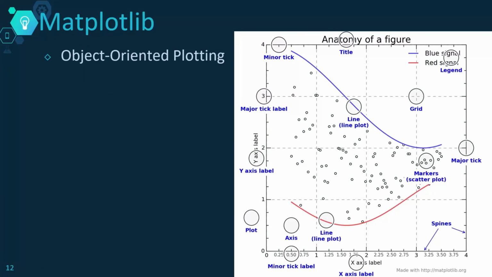Second way is called object-oriented plotting. When we say object-oriented plotting, it's similar to object-oriented programming. In object-oriented programming, everything is treated as an object. So you build one object, you build another object on it. Keep doing that, stack things together so you can build whatever you want.